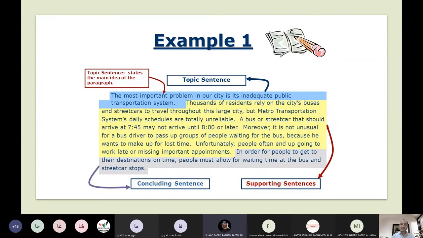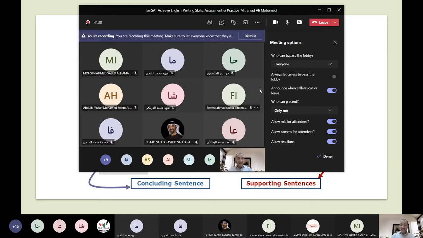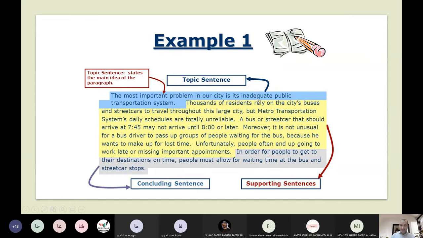Thank you, Suhad. That's perfect. Here we can spot the topic sentence, and let's decide if this is a hook, an attention-grabbing part or not. And the details, and finally the conclusion, wrapping up the same point as in the introductory part here, the topic sentence. The most important problem in our city is its inadequate public transportation system. Inadequate is an ambiguous word. It's not accurate or specific. In what aspect is it inadequate? Here you will find a discussion of why the writer thinks that public transportation is not reliable or inadequate.